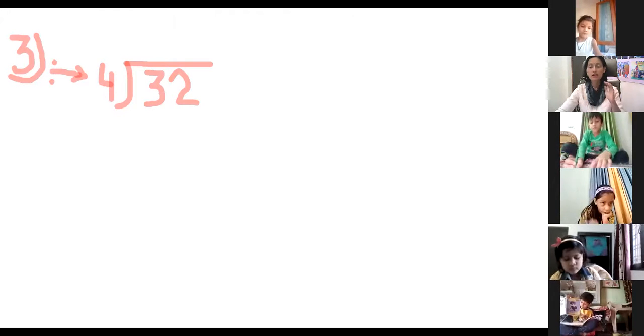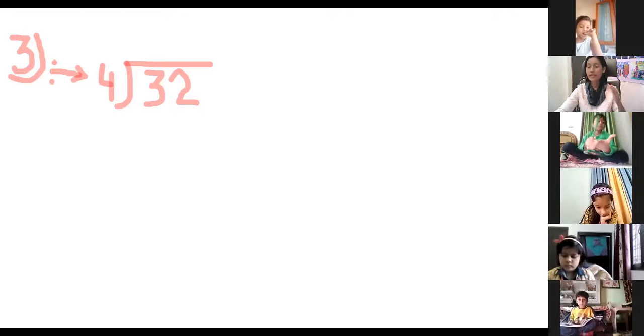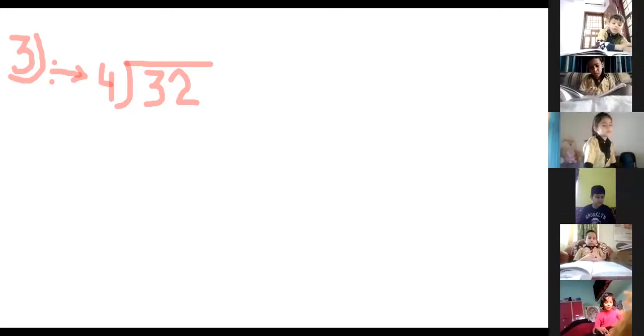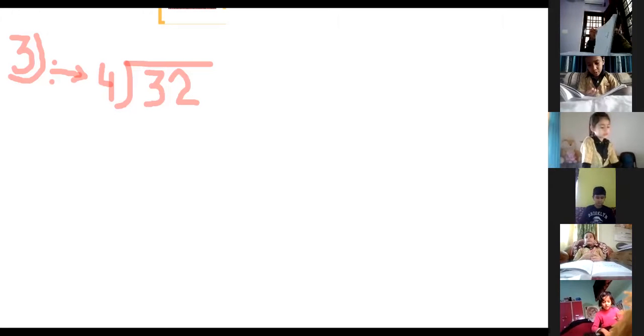Division is repeated subtraction. Multiplication is what? Repeated addition. Multiplication is repeated addition. Division is what? Repeated subtraction. When we subtract the same number again and again, what do we get? Division. This is the method of division. Now Hridyansh will read the table of. Hridyansh, unmute yourself and read the table of 4 till 32.